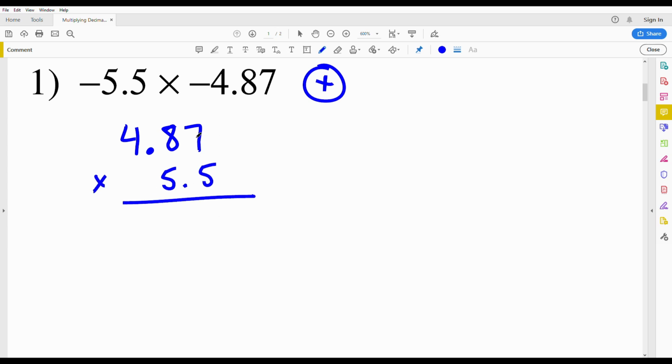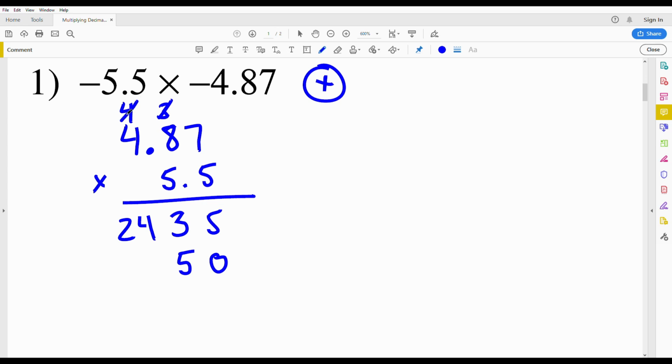7 times 5 is 35. Write the 5, carry the 3. 8 times 5 is 40, plus 3 is 43, so I'll write the 3, carry the 4. 4 times 5 is 20, plus 4 will give us 24. And then remember, put my placeholder 0 because I'm not dealing with this column anymore. I'm dealing with this place now. So 7 times 5 again is 35. So I'll write my 5.